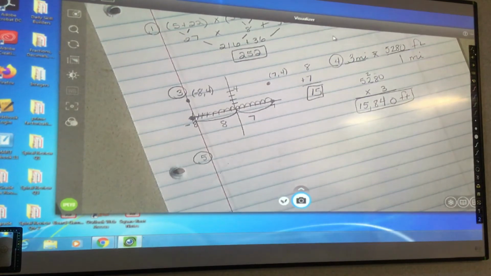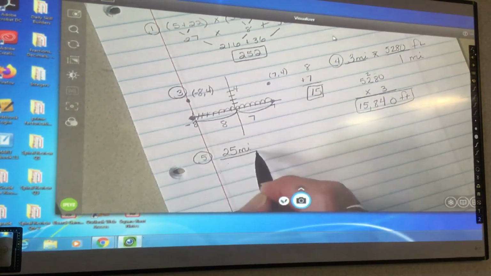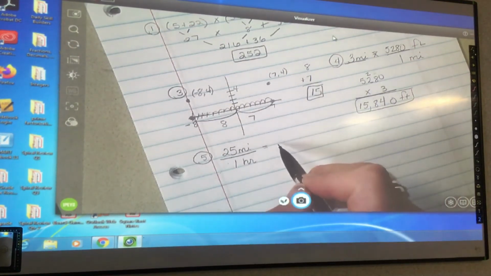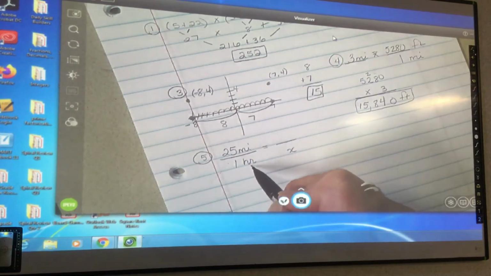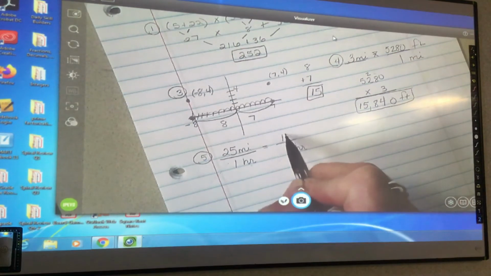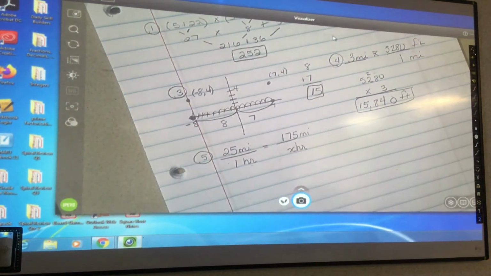How long will it take you to drive 175 miles at a speed of 25 miles per hour? So if I'm going 25 miles in 1 hour, I want to know how long it will take me. So I need to know if the hour stays. How many hours is it going to take to travel 175 miles? You're setting it up as an equivalent ratio. Then we're going to solve by cross multiplication.